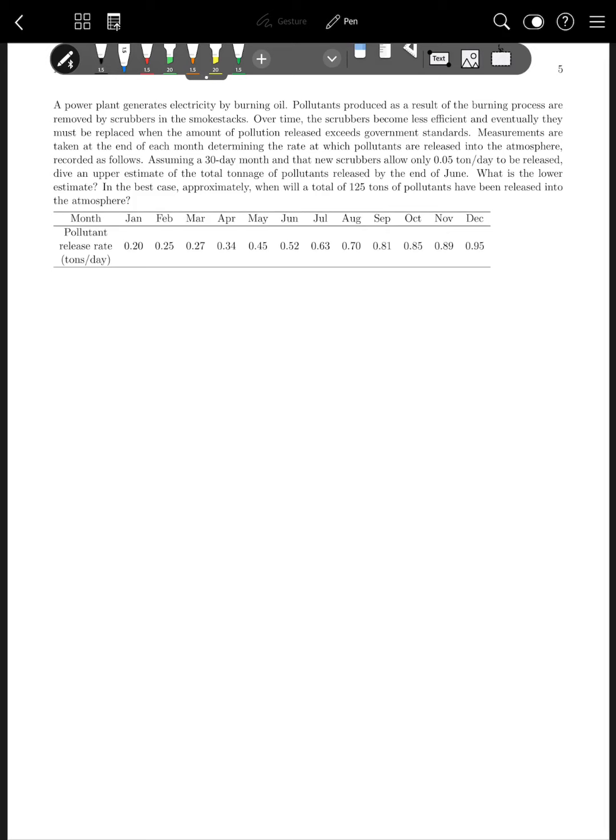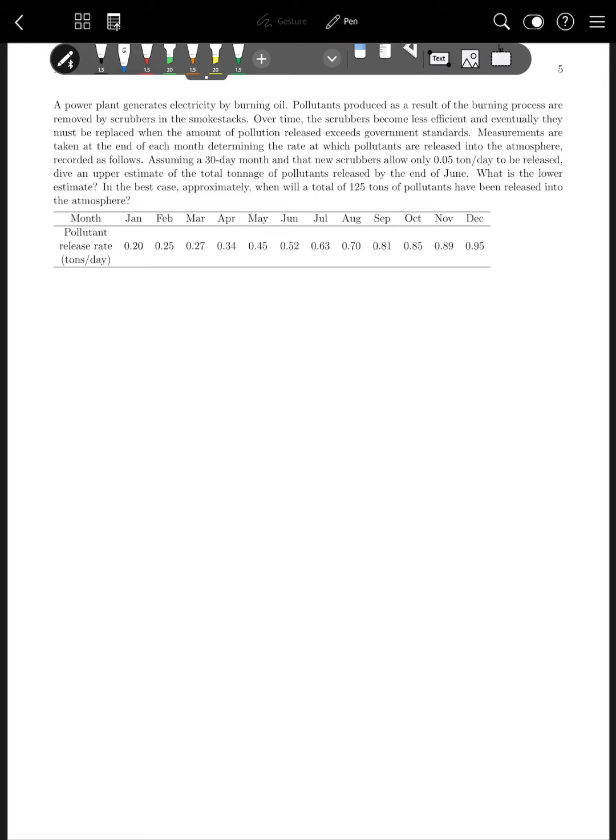Over time, the scrubbers become less efficient, and eventually they must be replaced when the amount of pollution released exceeds government standards. Measurements are taken at the end of each month, determining the rate at which pollutants are released into the atmosphere, and recorded as follows. Assume a 30-day month and that the new scrubbers allow only 105 tons per day to be released.